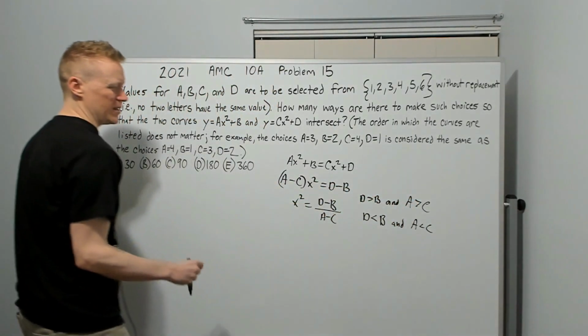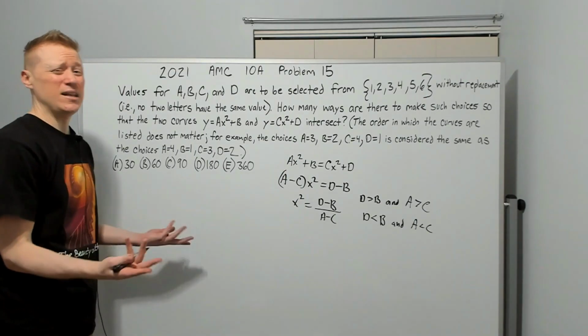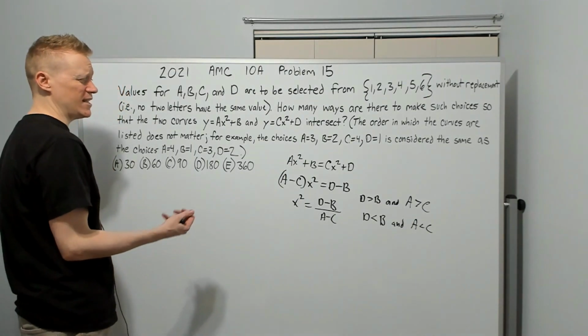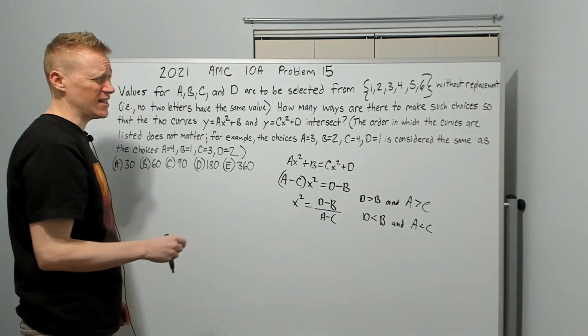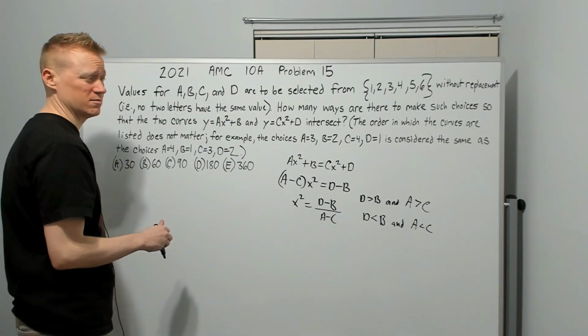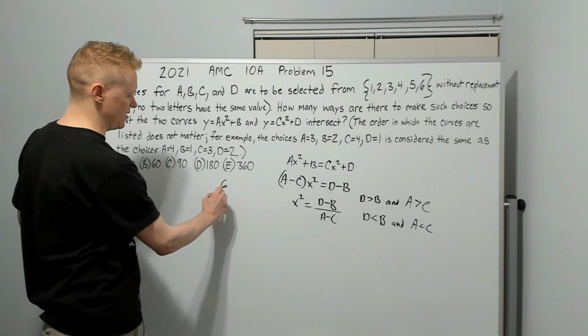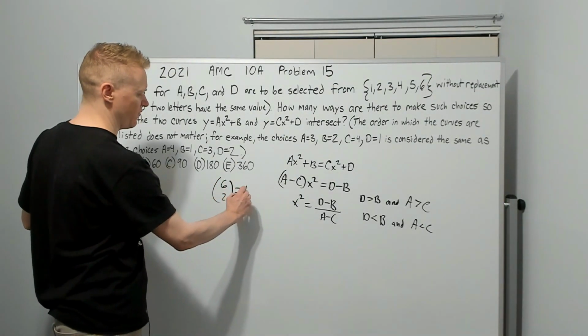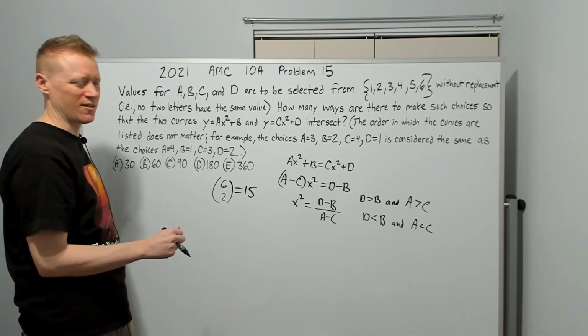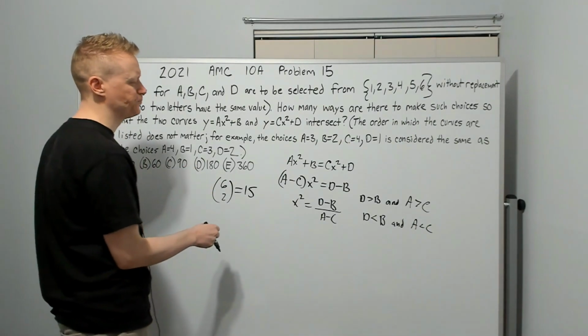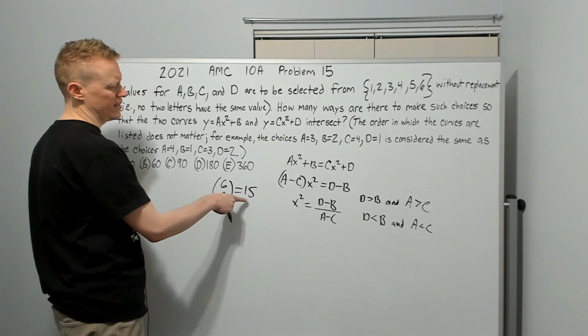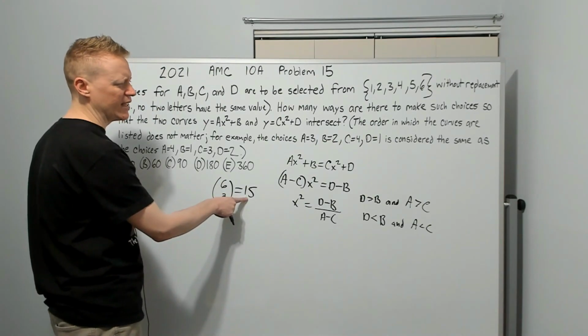D greater than B. Well, they have to be unique choices. So if D is going to be greater than B, any selection of 2 is possible. So I could do 6 choose 2. Okay, so if I do 6 choose 2, that's going to be 15. You should memorize your first several choose 2s. They come up a lot.